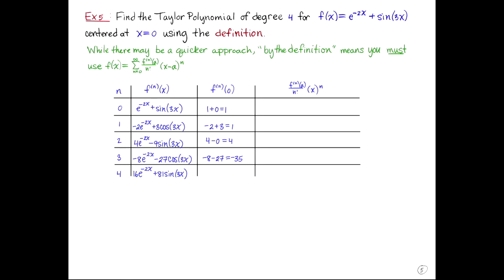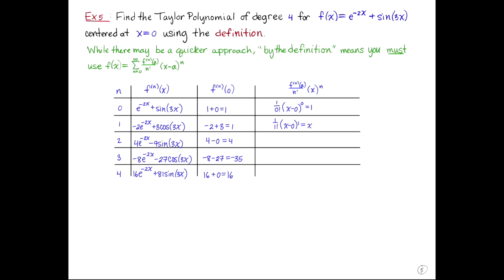When n is equal to 4, 16 times e to the 0 is 16, plus 81 times sine of 0, which is 0, simplifying to plus 0, giving us 16. Filling in our last column, when n is equal to 0, we have 1 over 0 factorial times x minus 0 raised to the 0th, which simplifies to 1. When n is equal to 1, we have 1 over 1 factorial times x minus 0 to the first power, which is equal to x.